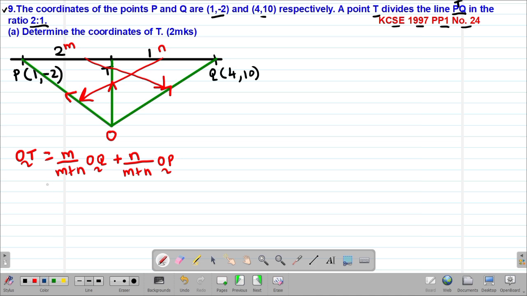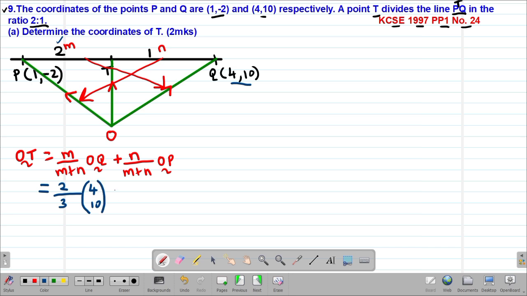Therefore, if I substitute the values given, I'll have a vector OT being given by, my M is +2, so I'll have 2 divided by the total ratio, 2 plus 1, which is +3, then multiplied by vector OQ. Now remember, vector OQ in this particular case will just be denoted by the coordinates of (4, 10). Therefore, I'm going to write the coordinates in terms of column vectors. So this is 4, then of course 10.